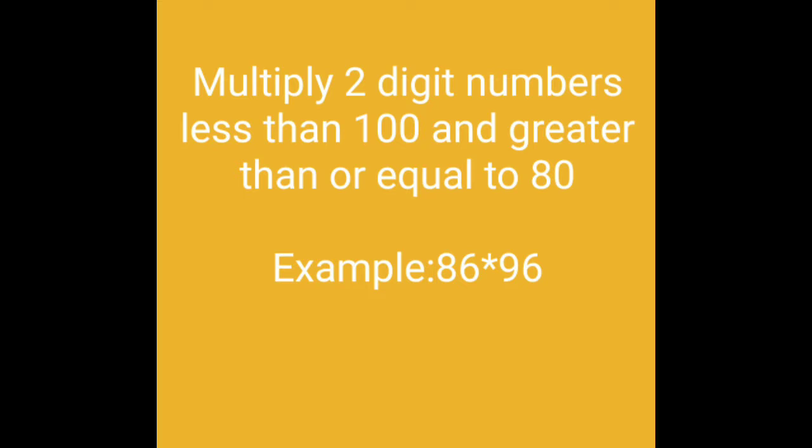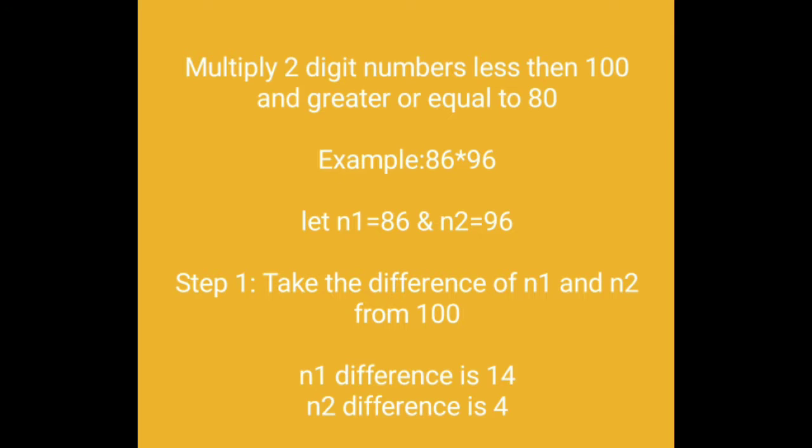Here I have another trick on multiplication, that is to multiply two-digit numbers which are less than 100 and greater than or equal to 80. We find it difficult to multiply these numbers which are 70, 80, 90. So here I have an easy trick for you which helps solving it quickly. Let's take an example of multiplication of 86 and 96. 86 and 96 look like very big numbers, but our trick makes it very easy.